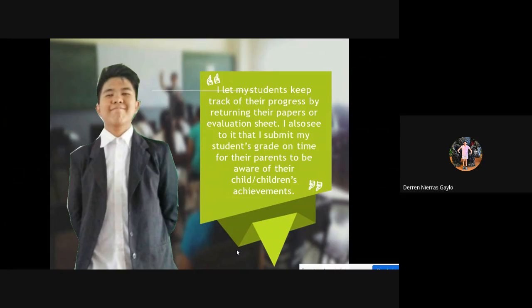Because if it happens that the student failed because you were not able to give feedback to the parents, then it's a teacher's fault because there should be an intervention to be done. And if the feedbacking did not happen, then there's a problem on the part of the teacher.